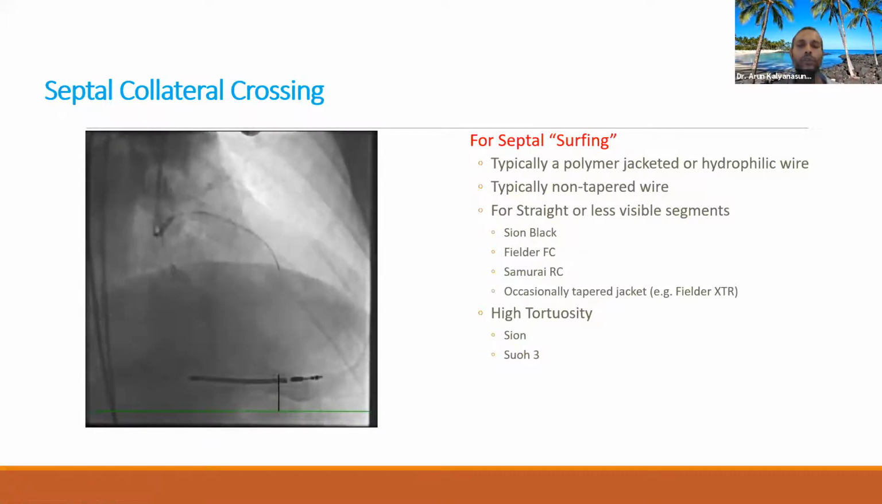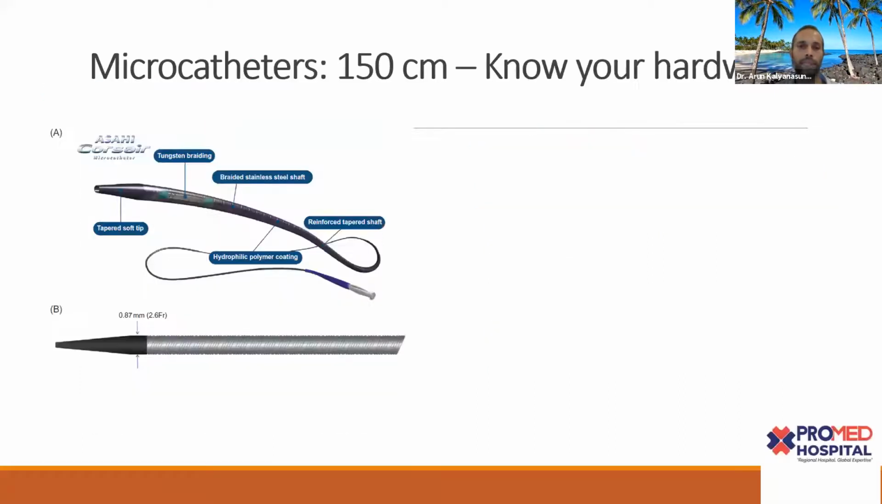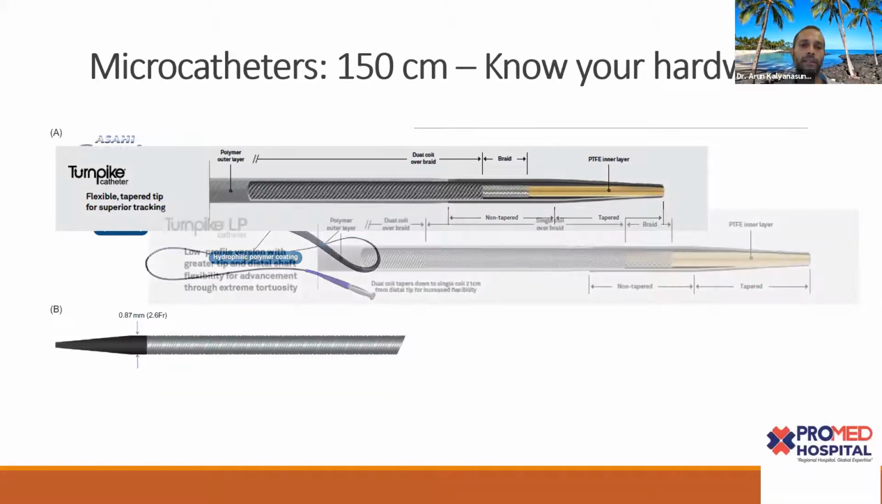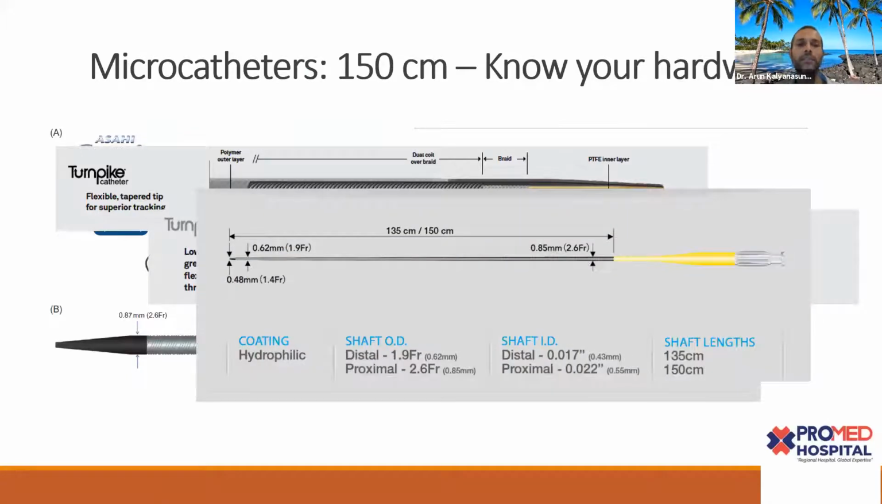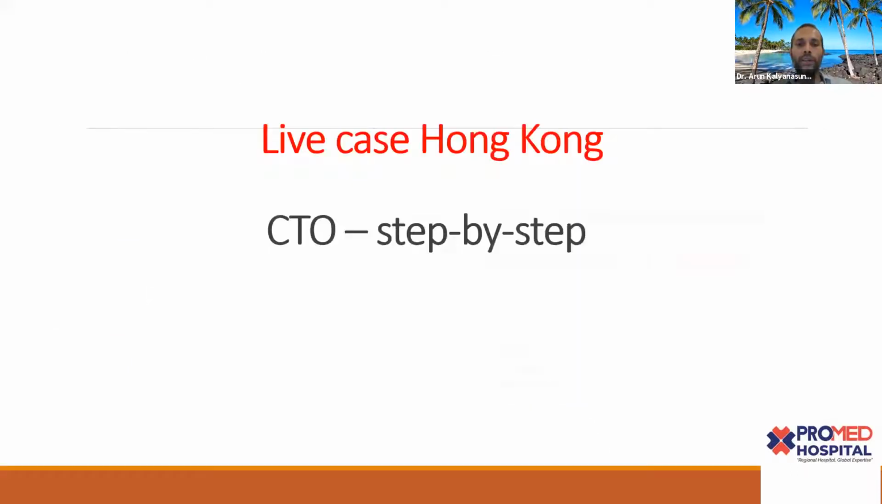I don't typically surf with XTR. I pick one of the other two because Cyan Black or FC has a higher chance of picking up an invisible collateral. And when you have wickedly tortuous collaterals, I usually go back to Cyan or SUOH 03. We've talked about microcatheters extensively. So the key is, as you start doing retrogrades, make sure your tech doesn't hand over a short 135 microcatheter by mistake. And when you want to go retrograde, you have to know how long the various catheters are, and what you typically need for various things.